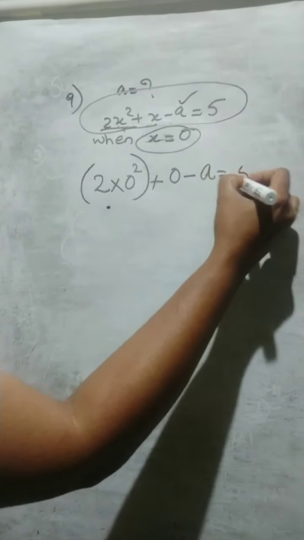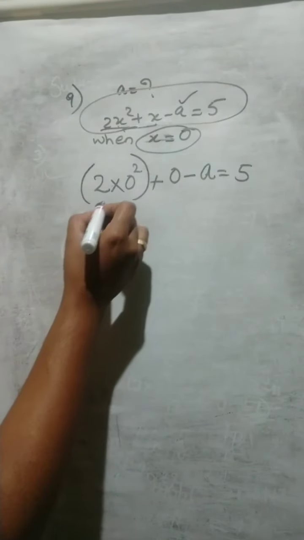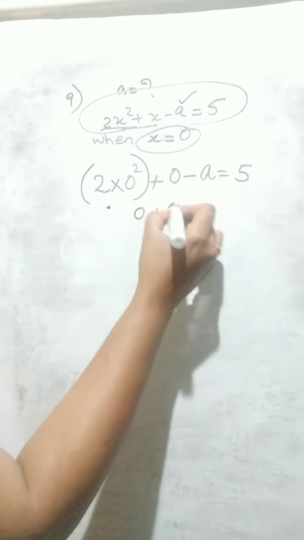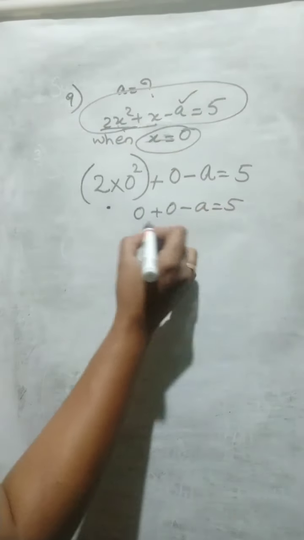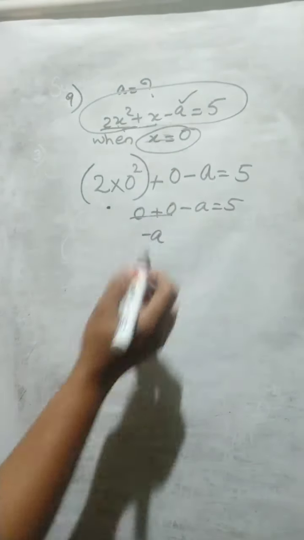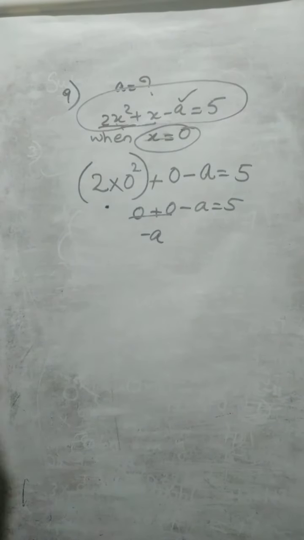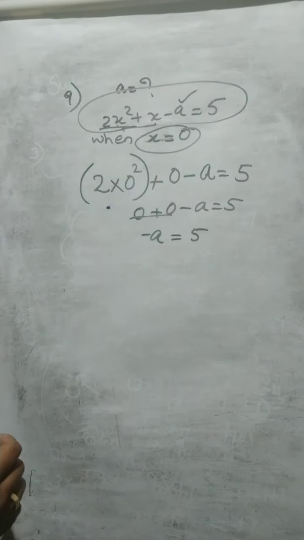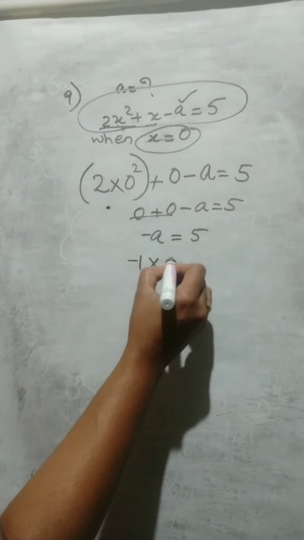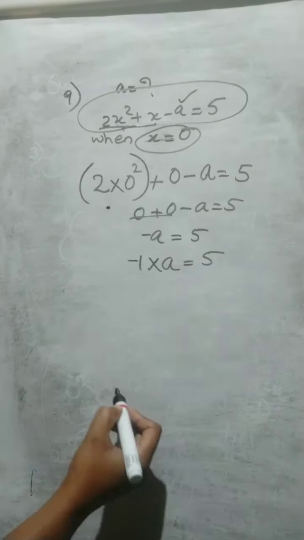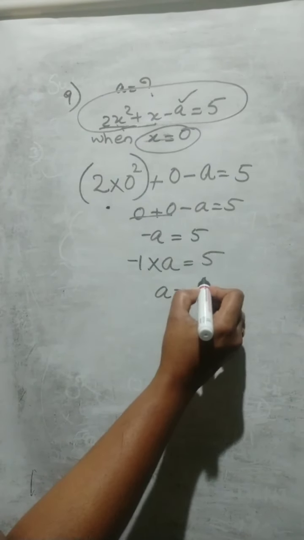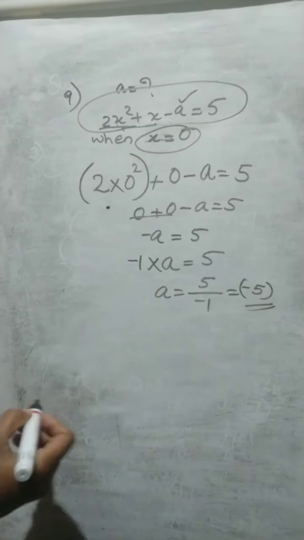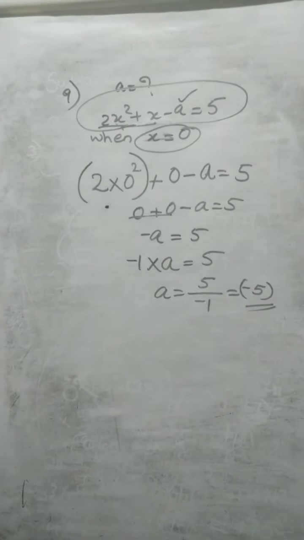Is equal to 5. Okay, that is 2 times 0 square. Anyway, the value will be 0. 0 plus 0 minus a is equal to 5. That is minus a. 0 plus 0, 0. 0 minus a is equal to minus a itself. Minus a is equal to 5. What is meant by minus a? That is negative 1 multiplied by a is equal to 5. Okay, so a is equal to 5 divided by negative 1. What is the value? Minus 5. Got it. So a is equal to negative 5.